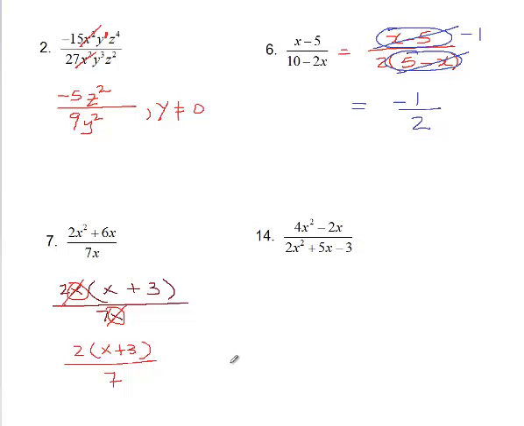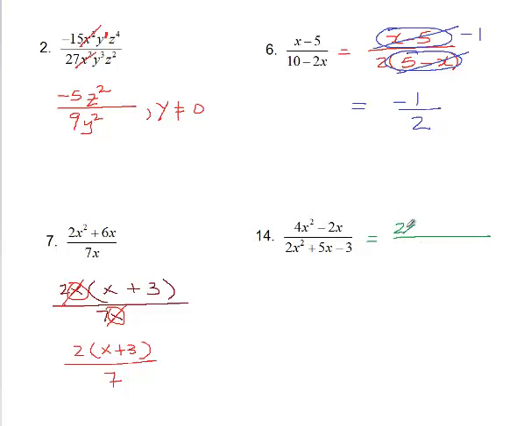Alright, have a look at 14. Now in number 14, I have a binomial on top, and now I have a trinomial on bottom. So this one's going to take a little bit longer. Now, again, when you see a binomial, you're looking for difference of two squares, difference of two cubes, or sum of two cubes. However, always look for GCF first. And as you can see in this binomial, I do have a common factor of 2x.